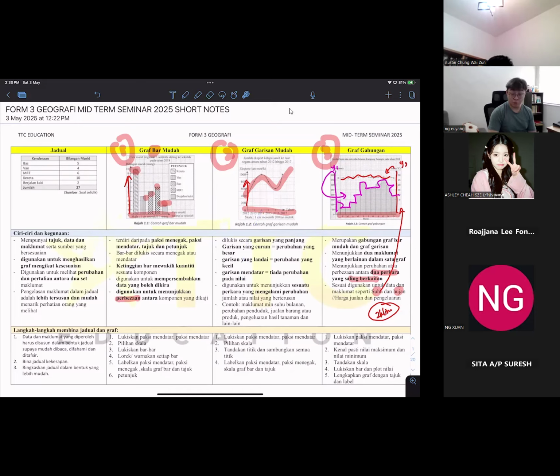Joshua, that's why pay attention during the class, Joshua. The Form 3 class is too many students. I can't control one by one. So talk like during the physical class.